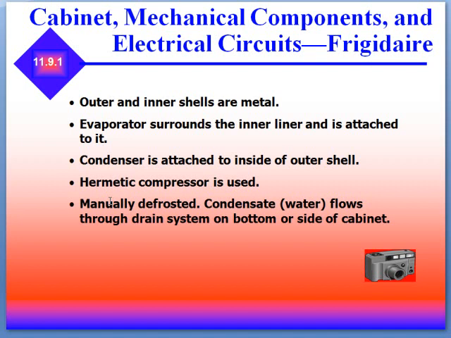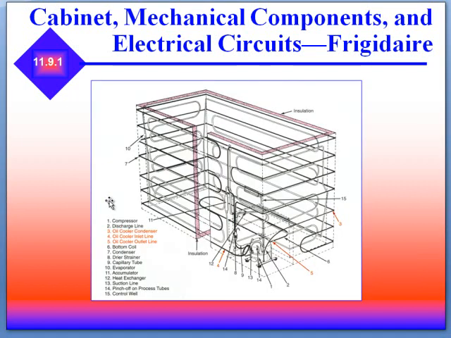The outer and inner shells for Frigidaire refrigerators are metal. The evaporator surrounds the inner liner and is attached to it. The condenser is attached to the outer side of the shell. Hermetic compressors are used. For manually defrosted models, condensate water flows through the drain system on the bottom or side of the cabinet. This is an example of the Frigidaire mechanical and electrical circuits.